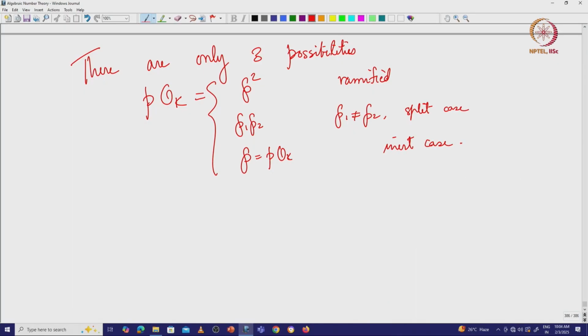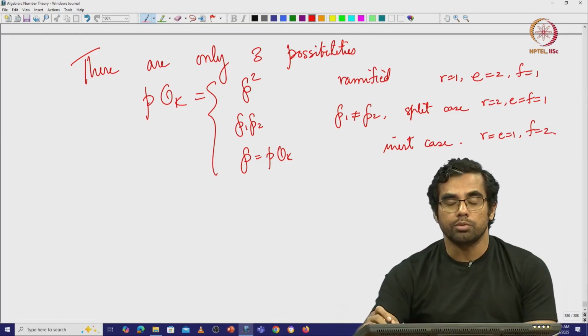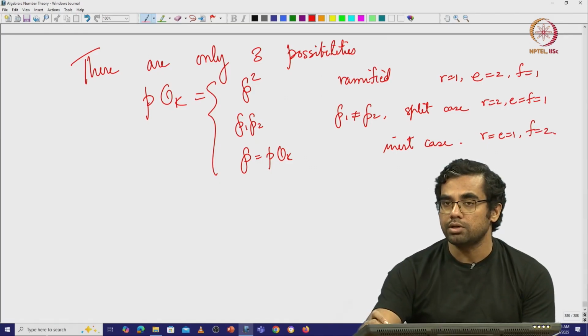In the ramified case, e is 2 and f is 1, and r is 1 as well. In the split case, r is 2, and e and f are both 1. And in the inert case, r and e are both 1 and f is equal to 2. If you want the product of three positive integers, r times e times f, to be 2, these are the only three ways this can happen.